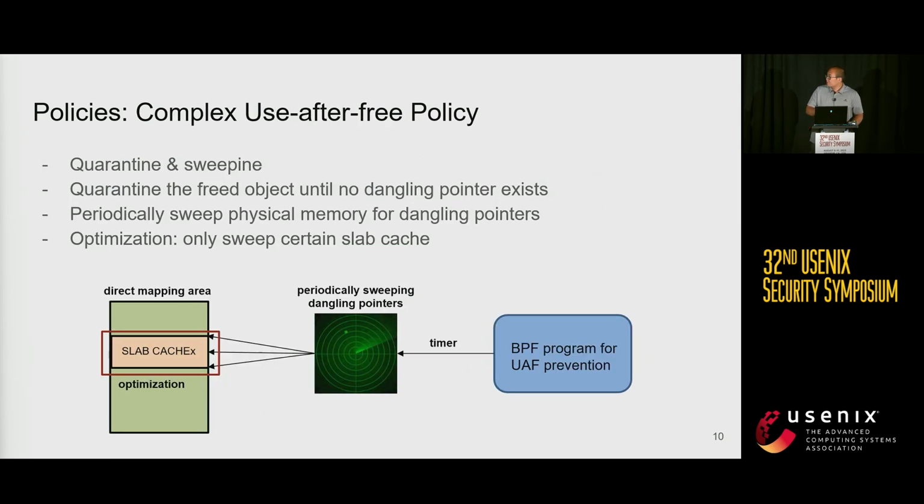Although most policies are straightforward, the use-after-free vulnerability policy is complex. It's a temporal memory corruption. The triggering condition of UAF is that a dangling pointer, a pointer referring to a freed object, is dereferenced to read or write freed memory. So the use-after-free policy is to quarantine the freed object until no dangling pointer exists, and sweep the entire physical memory periodically for dangling pointers. We also design an optimization so that sweepers only need to sweep certain slab caches, because most dangling pointers are stored in a special slab object.